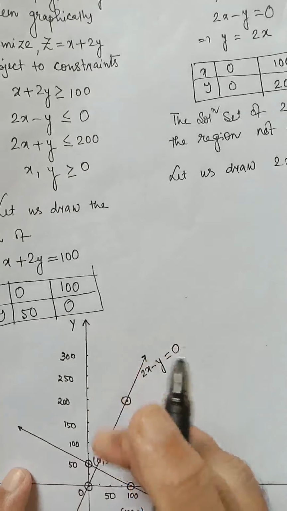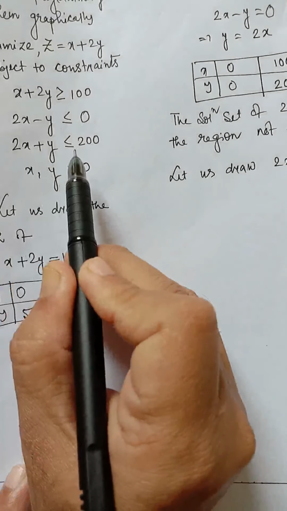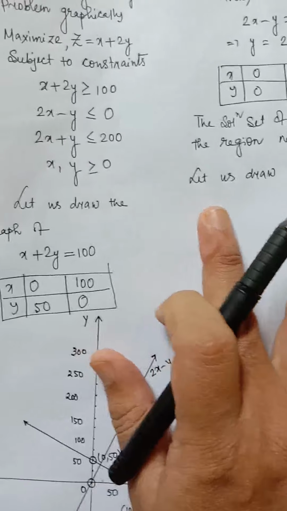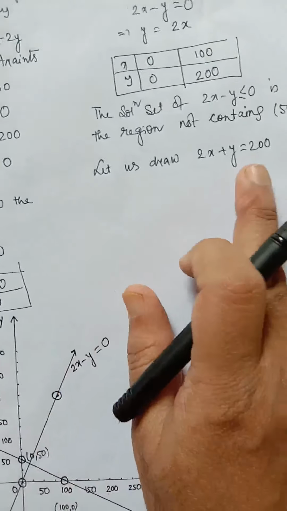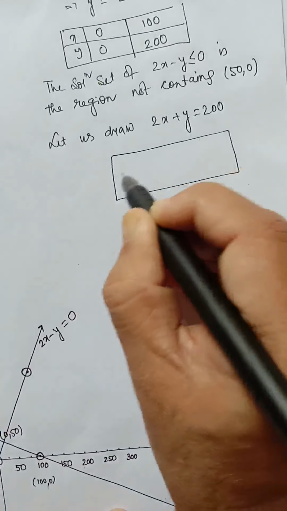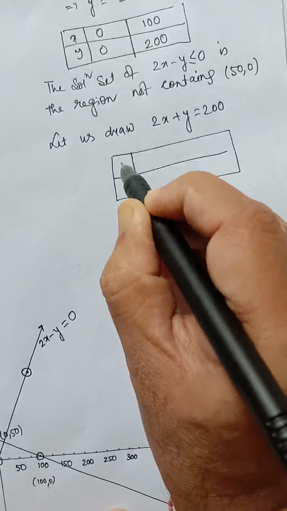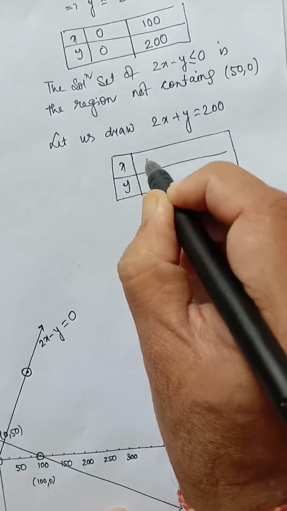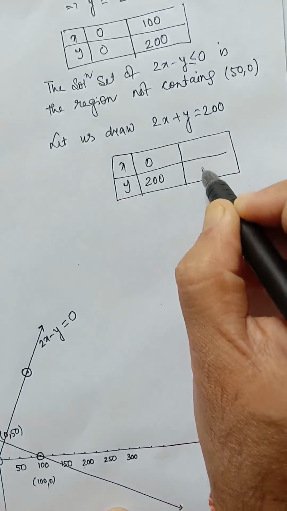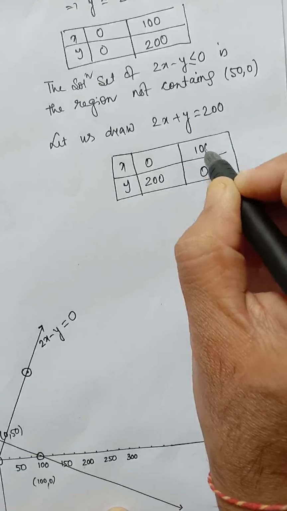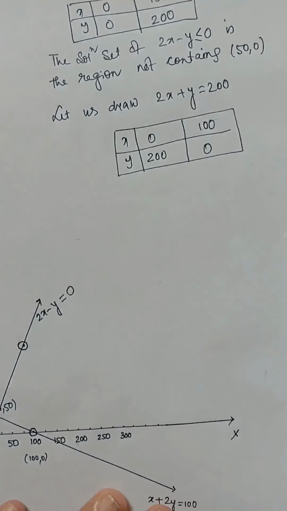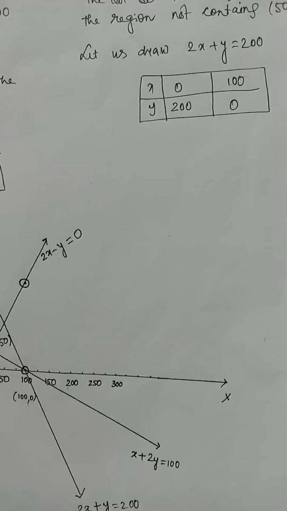Now, our third constraint is 2x plus y less than or equal to 200. So, now I will draw the graph of 2x plus y equal to 200. Again, first of all, we have to construct a table, x, y. If we put x equal to 0, y will be 200. If we put y equal to 0, x will be 100. So plotting these 2 points, we will draw the graph of 2x plus y equal to 200.